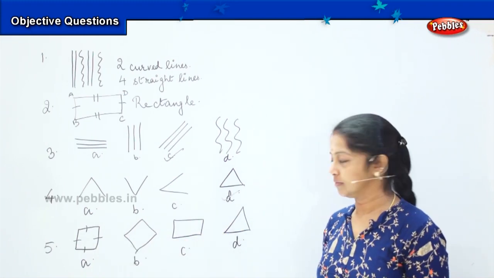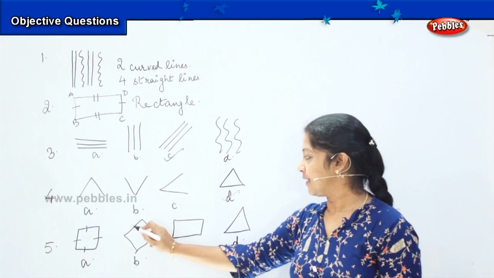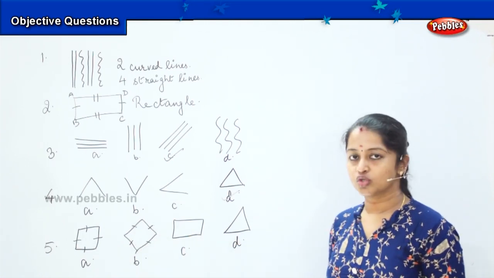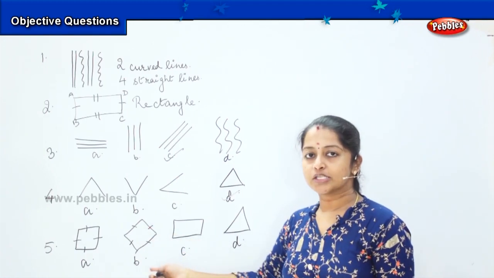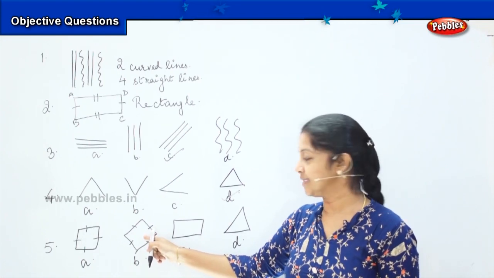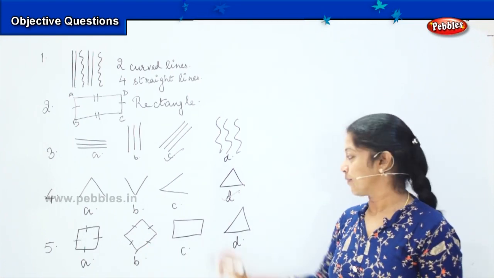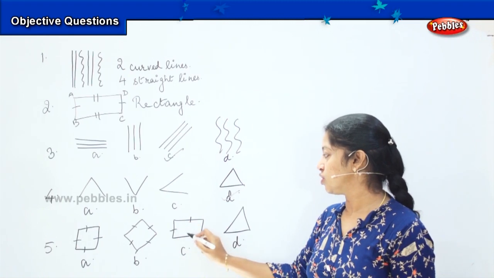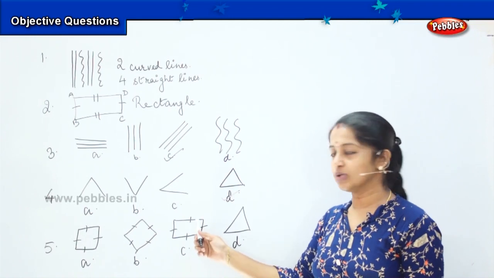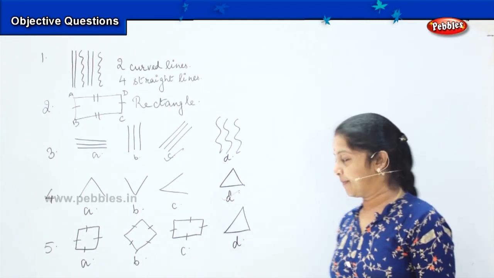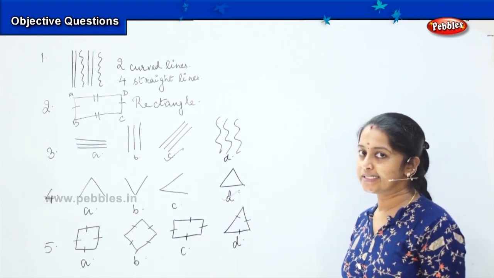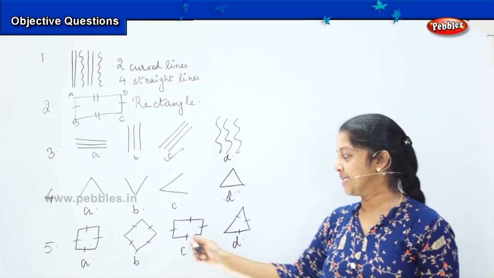What about the second one? Shall we count the number of sides? It's 1, 2, 3, 4. So option B also has got 4 sides and it is a diamond shape. You have seen diamond, right? What about option C? 1, 2, 3, 4. So option C also has 4 sides. What about option D? It's 1, 2 and 3. So which do you think is an odd one out? Is it A, B, C or D?